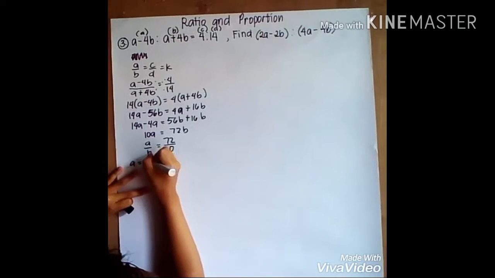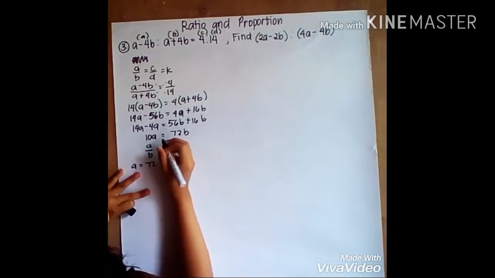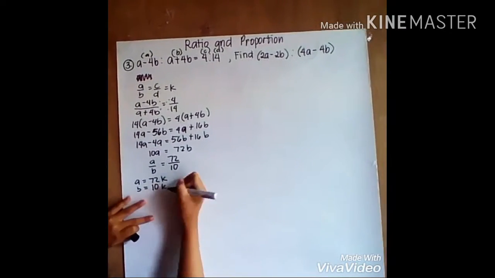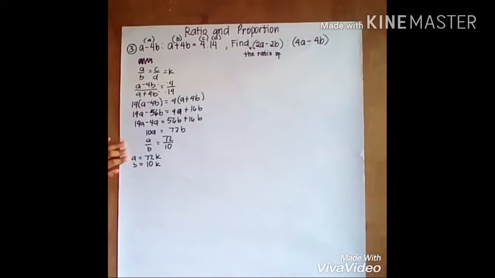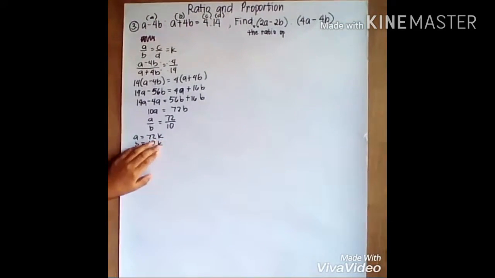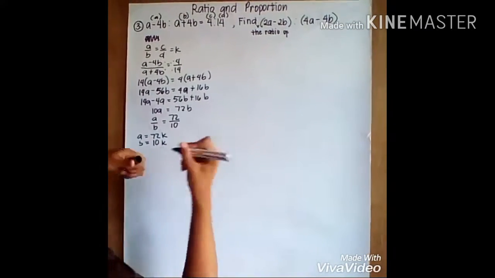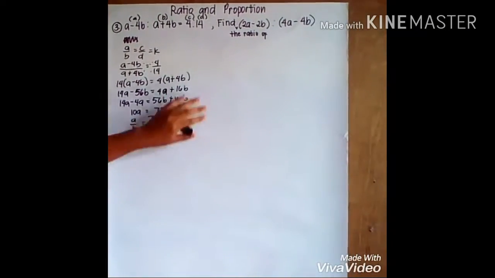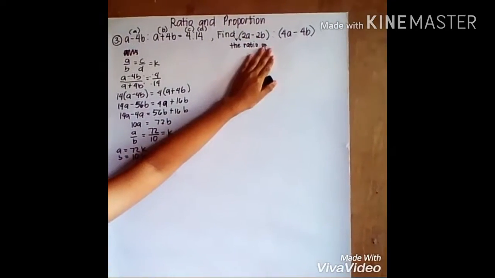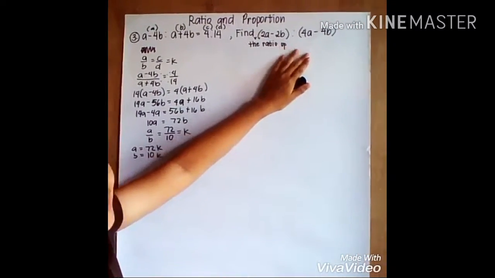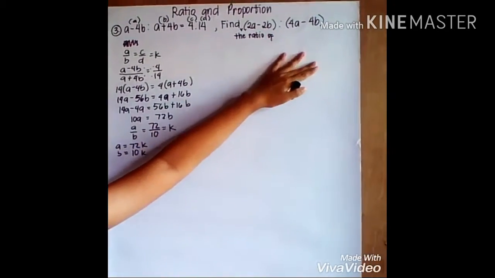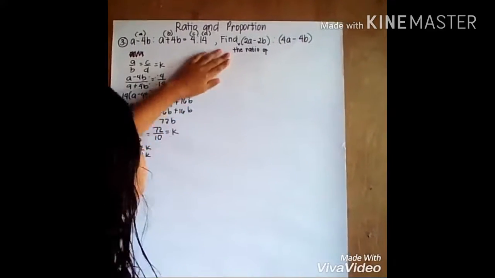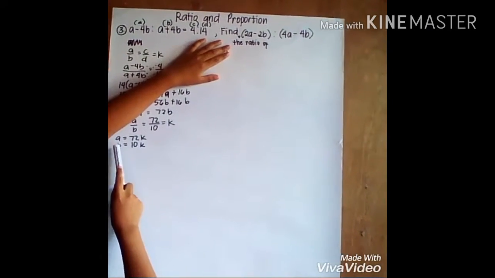So a is equal to 72k and b is equal to 10k. There is a k because a is equal to 72k and b is equal to 10k, because we put k here. So now, to find the ratio of 2a minus 2b to 4a minus 4b, we substitute the values of a and b.